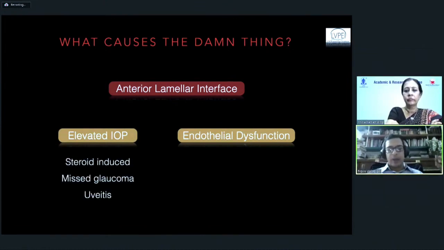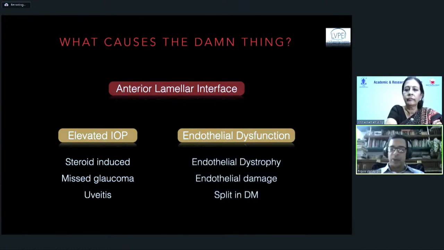Elevated intraocular pressure can occur after LASIK surgery because of a number of reasons. It could be because of steroid-induced rise in IOP, probably pre-existing missed glaucoma, and sometimes even uveitis that can occur after LASIK surgery. Endothelial dysfunction typically occurs in most cases because of missed endothelial dystrophy, and does not occur immediately post-op. It could be because of endothelial damage, which has been reported as well, and very rarely a split in the Descemet's membrane, a case of which I'll show you a little later.